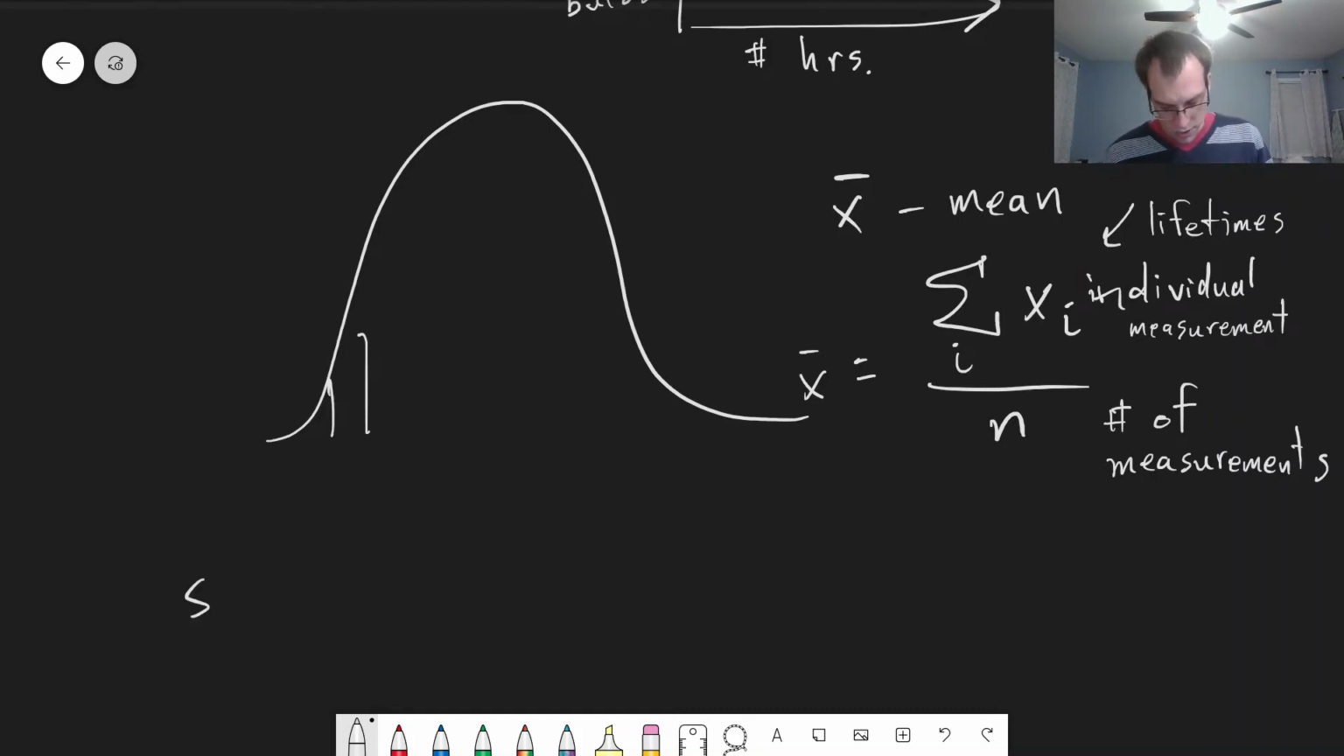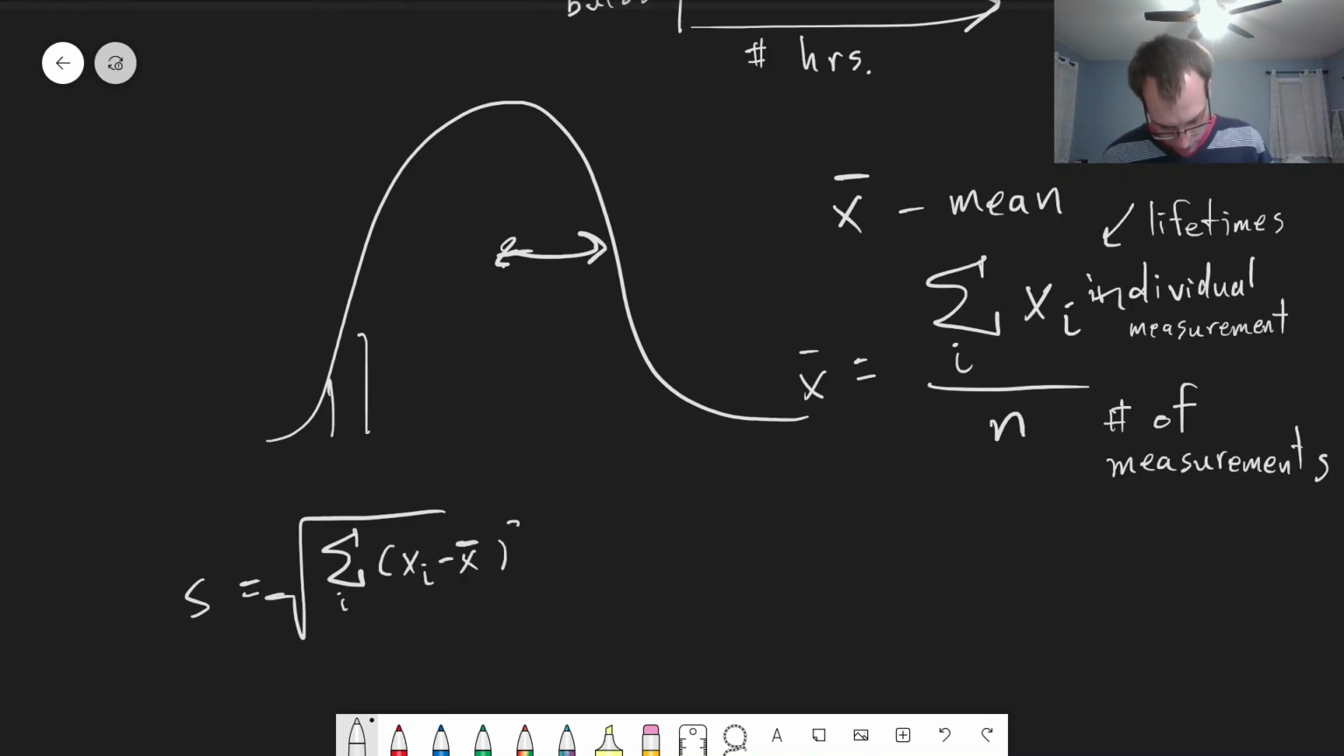Now the other thing we're interested in is how wide this curve is. That is related to the standard deviation that we define as s. So s is equal to the square root of the sum of all of the differences, the difference between each individual measurement and the mean value squared, divided by the total number of measurements minus 1. And so this measures how closely individual measurements cluster about the mean.